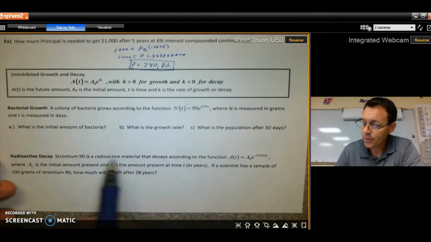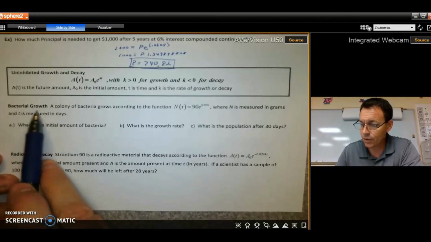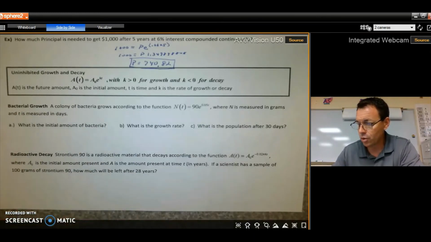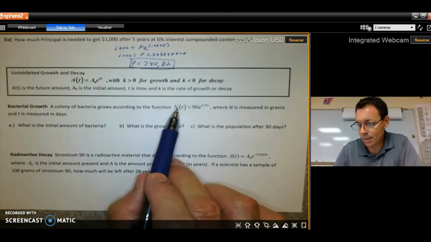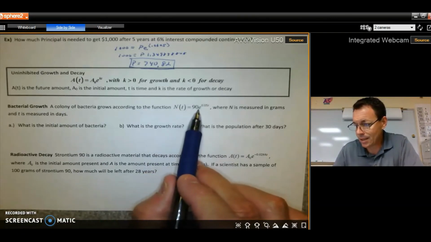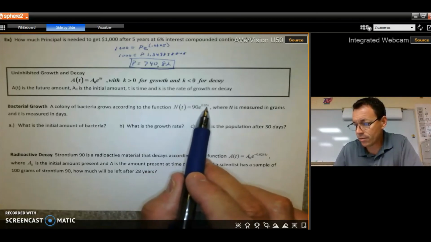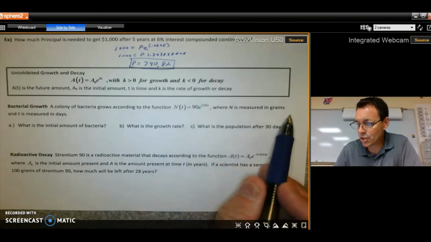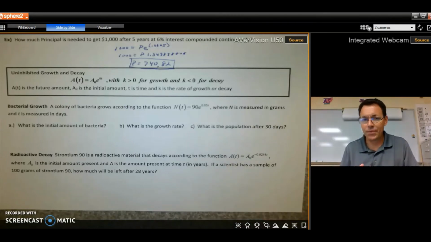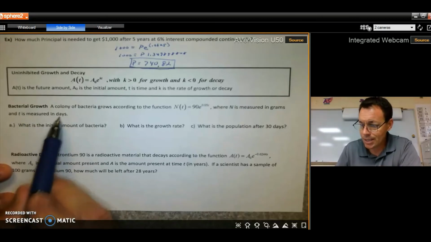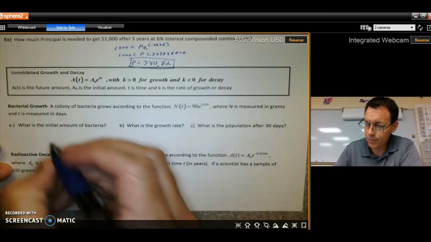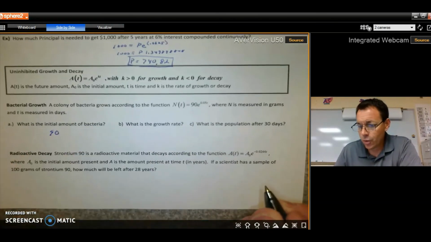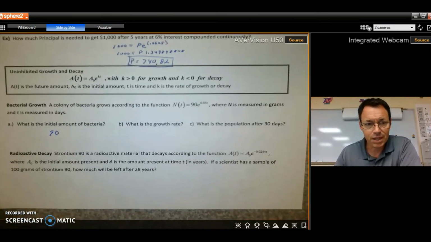Okay, so for example, if you look right here, I've got this bacterial growth. A colony of bacteria grows according to the function, so the amount I have after a certain amount of time, N of t equals 90 e to the 0.05 t, where N is measured in grams. So you have a certain amount of grams of this bacteria, and they're measuring time in days. So what is the initial amount? Well, that's what the 90 is in the formula. So we're starting with 90 grams of this bacteria.